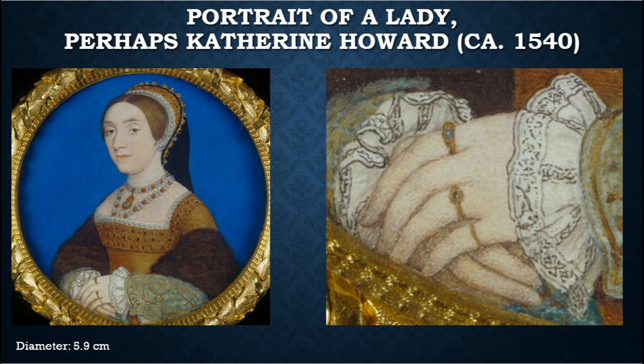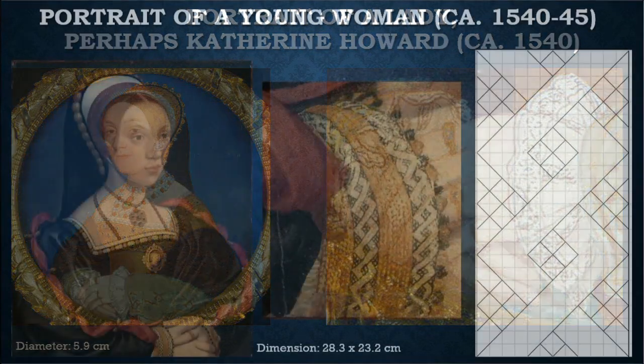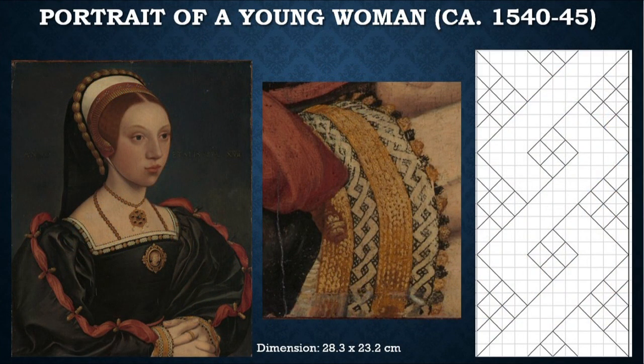Just my opinion. This is a portrait of a young woman from about 1540 to 1545. And if you zoom in on her cuffs, you can see blackwork embroidery with, it looks like, gold work in between the blackwork. Here I have recreated the blackwork pattern, which looks sort of like a twisted diamond pattern.